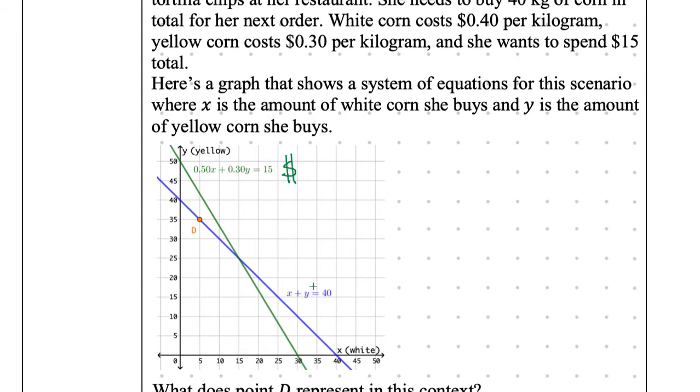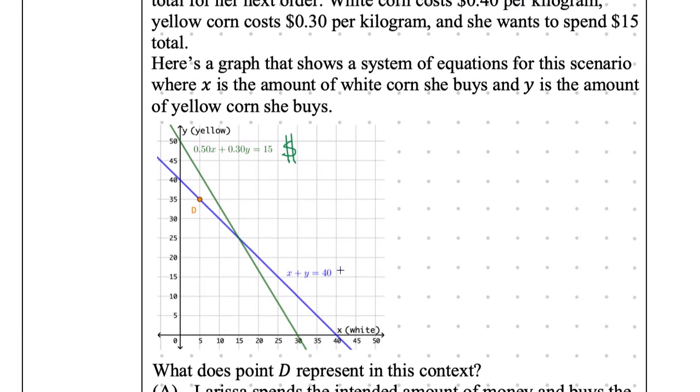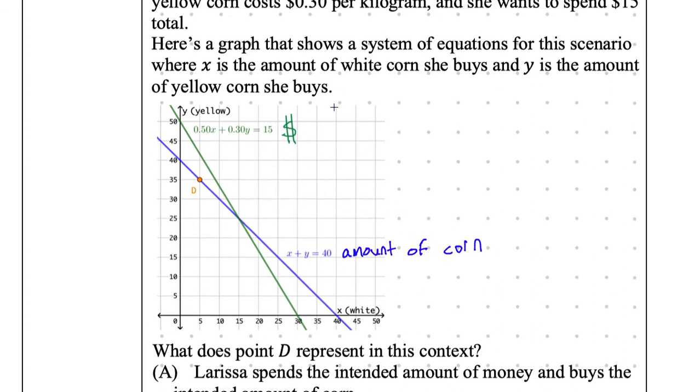And then coming down here, my blue equation, x plus y is equal to 40. So 40 kilograms, so that must be how much corn. So I can say quantity of corn, amount of corn. And the axes here are a little bit strange. It says X represents white corn, and Y represents yellow corn. It's not money per corn. It's just different types of corn. So it's kind of a weird way to make that graph, but let's interpret what's going on here.